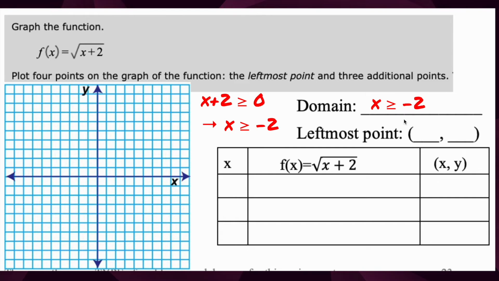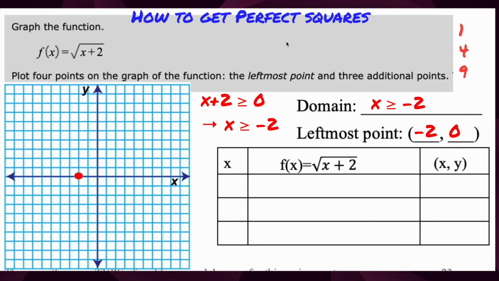So my leftmost point is going to be negative 2, 0. Okay, so there's my leftmost point, negative 2, 0. And now I need 3 more points. So I'm going to get perfect squares. I'm going to look at this and just say, how do I get a perfect square? So to get 1, I would have negative 1 plus 2, right? I'm adding 2 to that, and I'd get 1. So my first number that I'm going to plug in is negative 1.